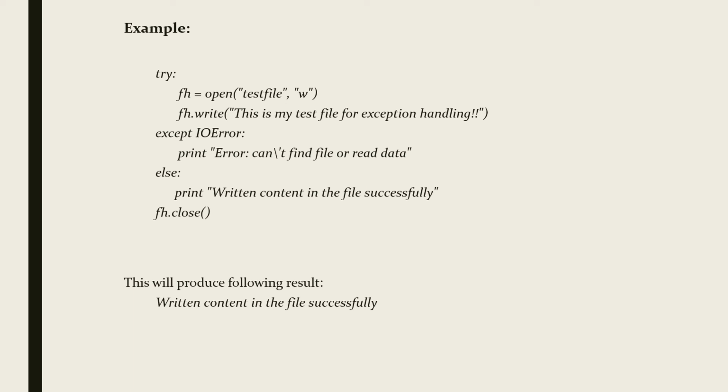In this example, we try to open a file, test file, in write mode and try to write the sentence "This is my test file for exception handling" inside the test file. In case the input output operation is successfully done, then the else block gets executed. Otherwise, an IO error is thrown and the except block handles the input output operation failure.